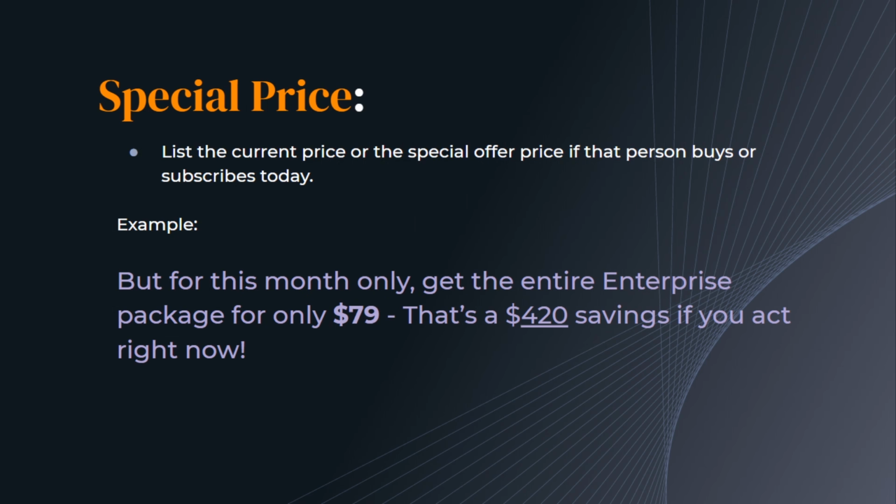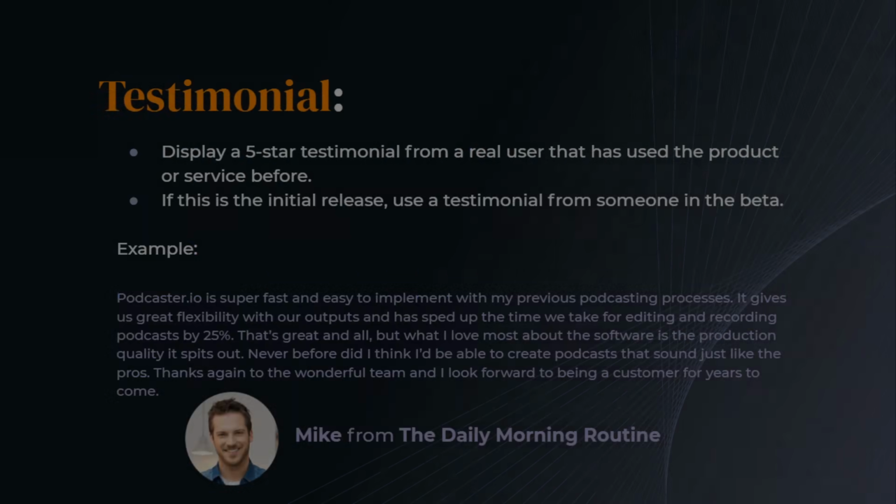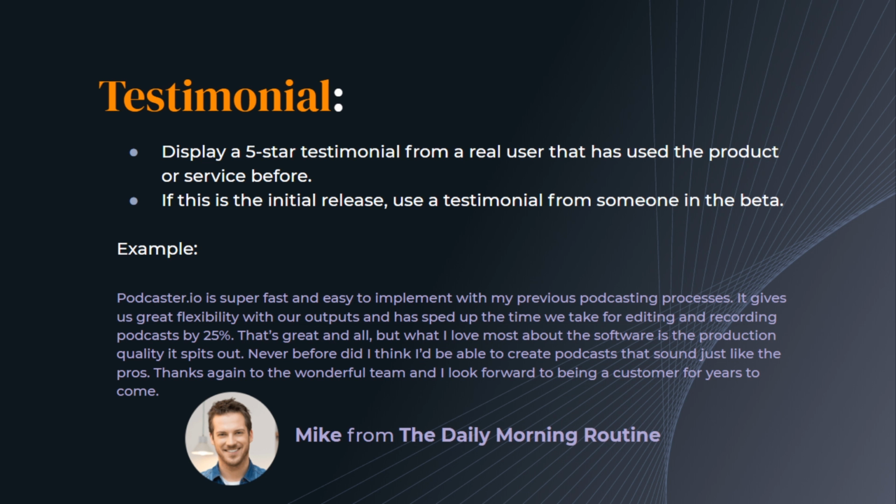Special price: list the current price, or the special offer price if that person buys or subscribes today. Example: but for this month only, get the entire enterprise package for only $79, that's a $420 savings if you act right now. Testimonial: display a 5-star testimonial from a real user that has used the product or service before. If this is the initial release, use a testimonial from someone in the beta.